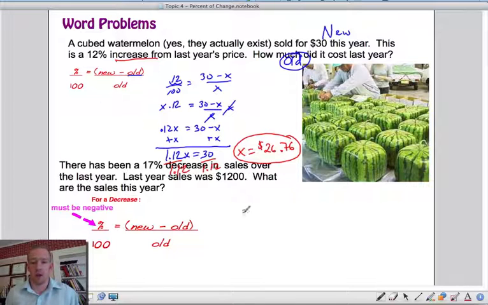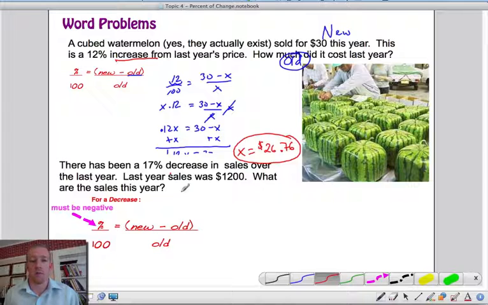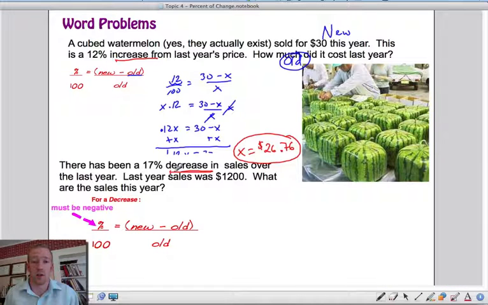All right, so if there's been a 17% decrease in sales over the last year, and last year's sales was 1,200, what are the sales this year? If there's a 17% decrease, we should expect a smaller number than 1,200 because it was a decrease. Since it's a decrease, we're going to have a negative percentage here. So it's a negative 0.17.